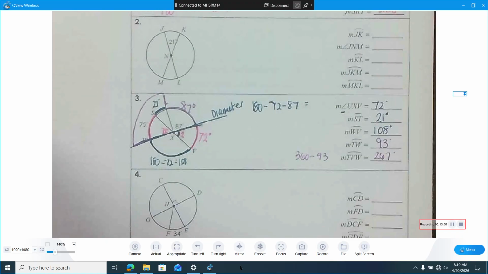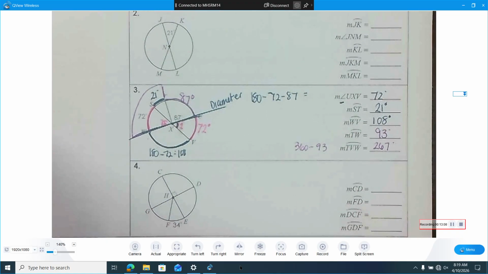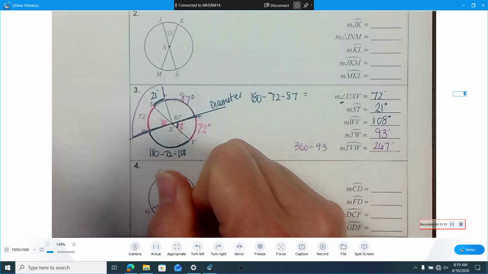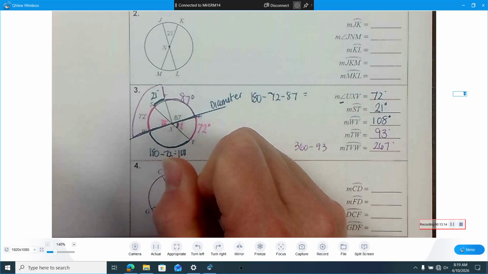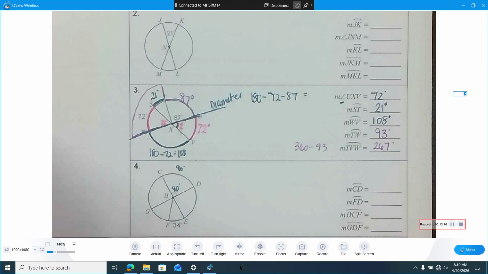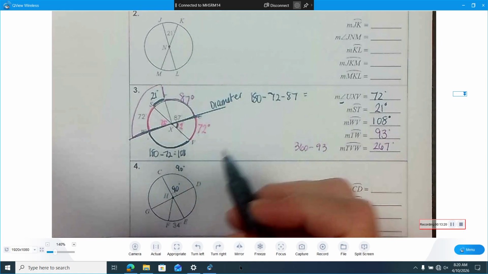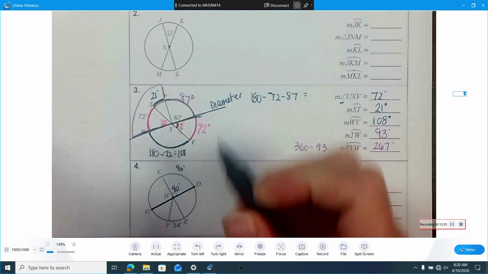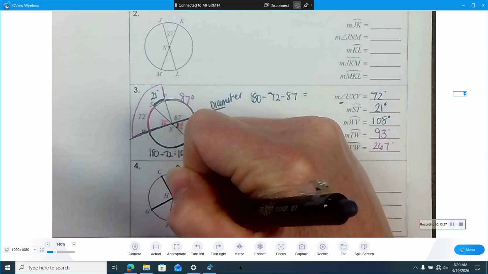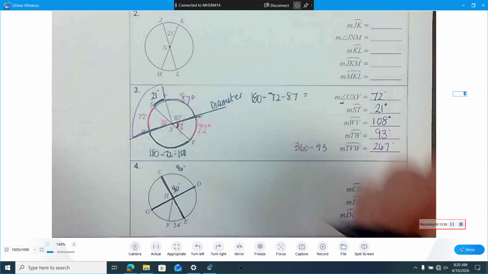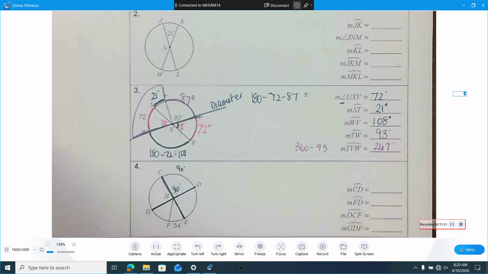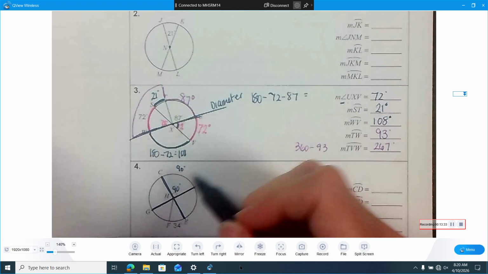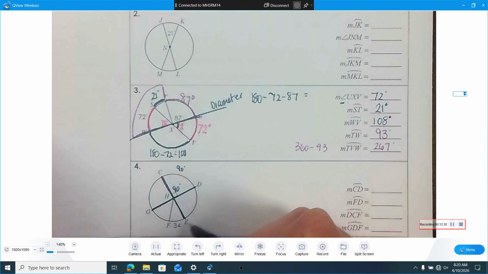Again, good idea here. Number 4, we have, what's this little box mean? 90 degrees. So then we know we have a 90-degree arc there as well. And look here, we do have 2 diameters as well. So anything that goes right through the center, we know is a diameter. So if CD is 90, what's DE?